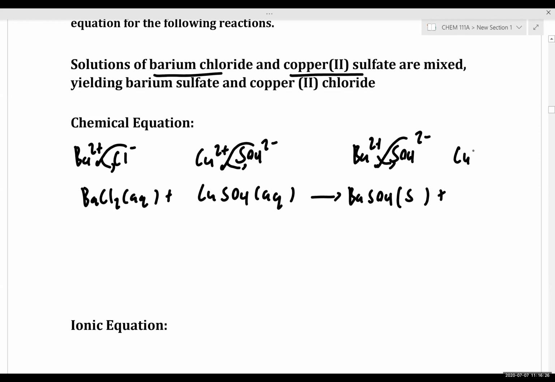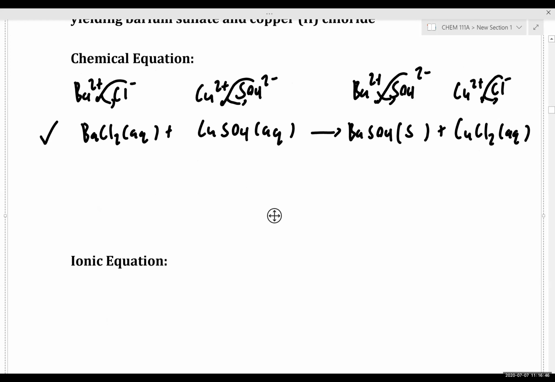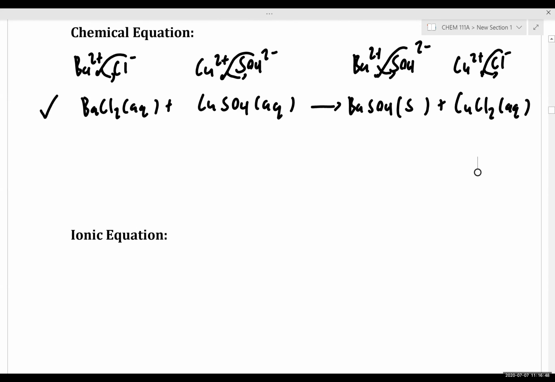And then copper 2 chloride, we have copper 2+ and Cl-. We cross our charges. That gives us CuCl2, aqueous. So now that we have our equation and we take a look at it momentarily and we notice that it is in fact balanced, I'd like you to take the next step and try to write out the ionic and net ionic equation. And we'll discuss this example in about 2 minutes.